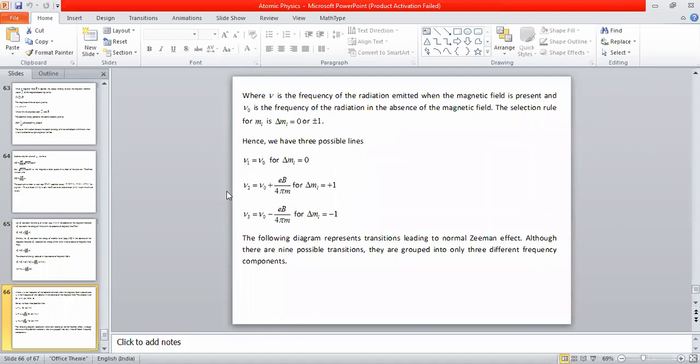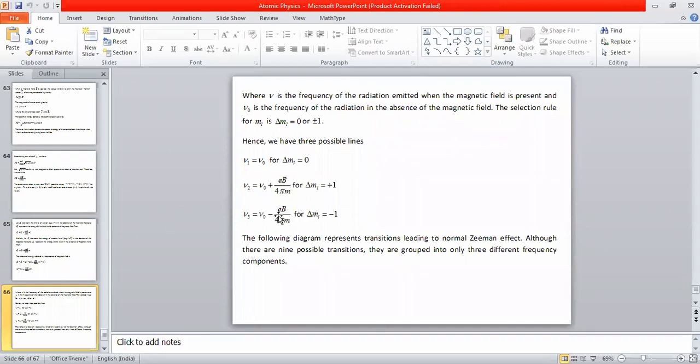So therefore the second component will have a frequency more than the original by this amount, eB by 4 pi m. So it lies on the high frequency side. And the third component will have a frequency lesser than the original one. By how much? eB divided by 4 pi m. Whatever amount the second spectral line was higher than the original line, the third spectral line is lower than the original line by exactly that much.